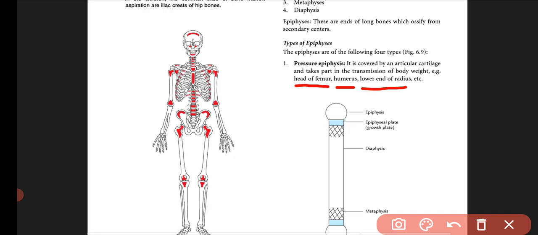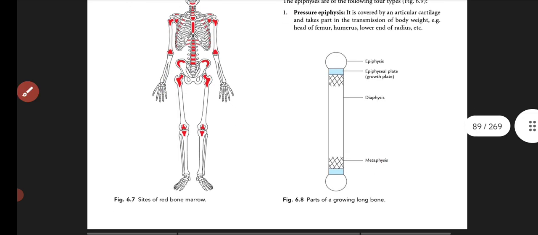In the head of the femur, the whole pressure of the lower portion of the body occurs. In the head of the humerus, the upper portion of the body, that is the pressure epiphysis, which is covered by an articular cartilage and takes part in the transmission of the body weight. Here the body weight is transmitted from here to here, the head of the humerus from here to here. Okay, these are the pressure epiphyses.